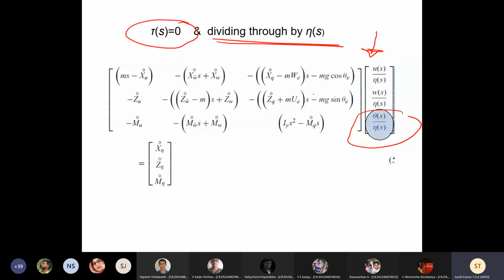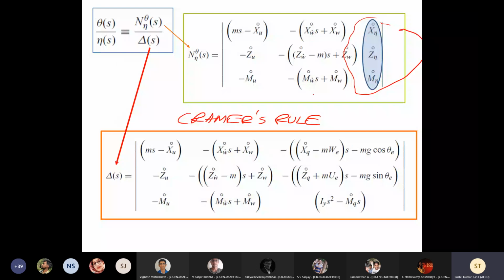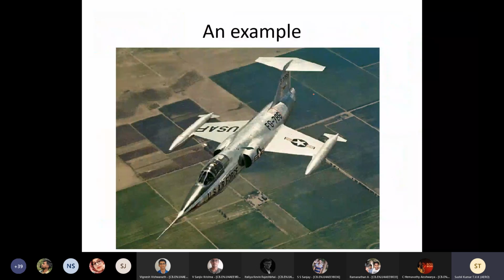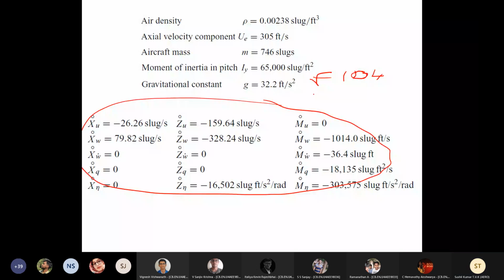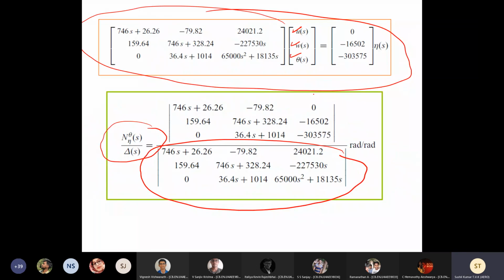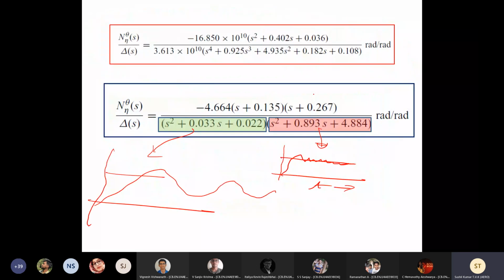Then one example is given in your book for the Starfighter, in which all this design data is given, similar to what Sanjay's group has done. All these things are given in the data. So someone is given the data. You fit all these numbers into the algebraic equations, and then whenever you want the transfer function, you just use the appropriate Cramer's rule, or substitute the appropriate column to get the transfer function, whatever you want.